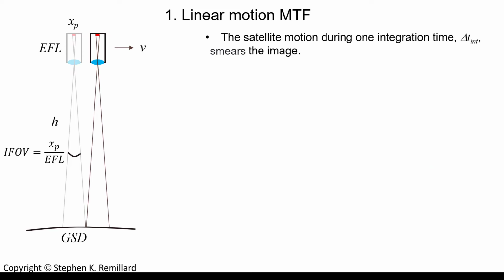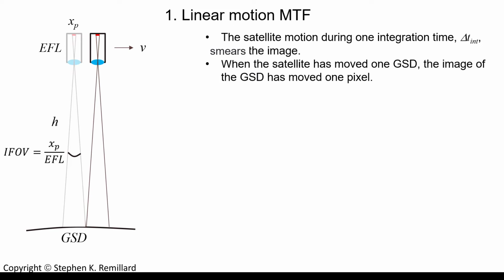The satellite moves, and in one integration time it moves a certain distance, which might be more or less than what's shown in this picture here, but the result then is a blurred image. After it has moved one ground sample distance, the image of the ground sample distance has moved 1 pixel. An illustration shows how that works. Looking at these two before and after pictures where the camera has moved over enough that the ground sample distance has moved over exactly 1 ground sample distance.